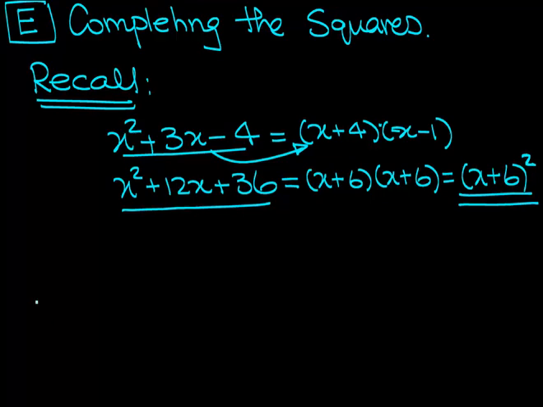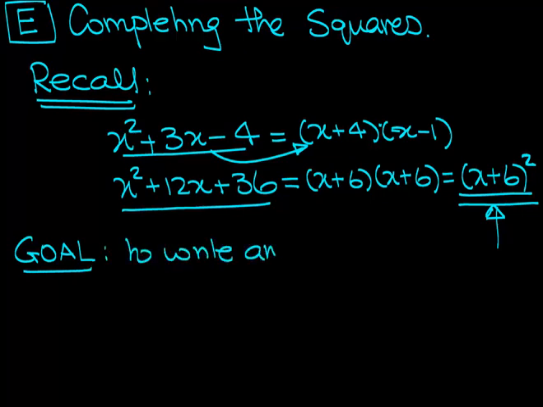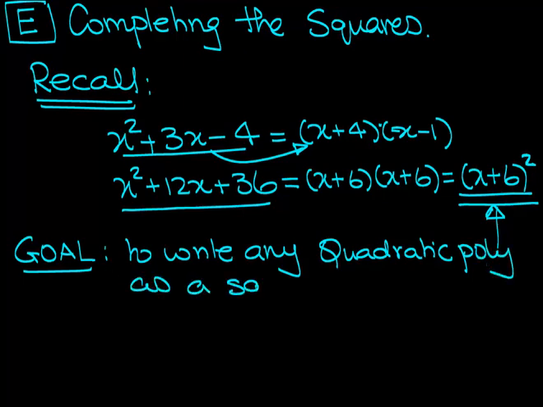So what we want to achieve in this part of the section is to take any given polynomial and write it as a square. That's what we want to do, any given polynomial. So our goal here is to write any polynomial, a quadratic polynomial, that means degree 2, as a square.